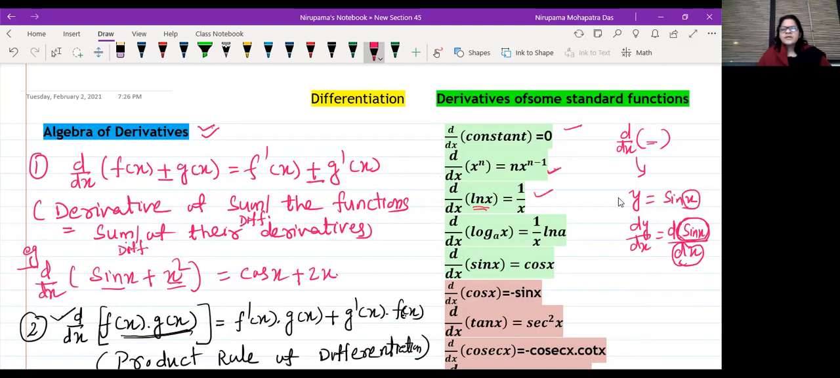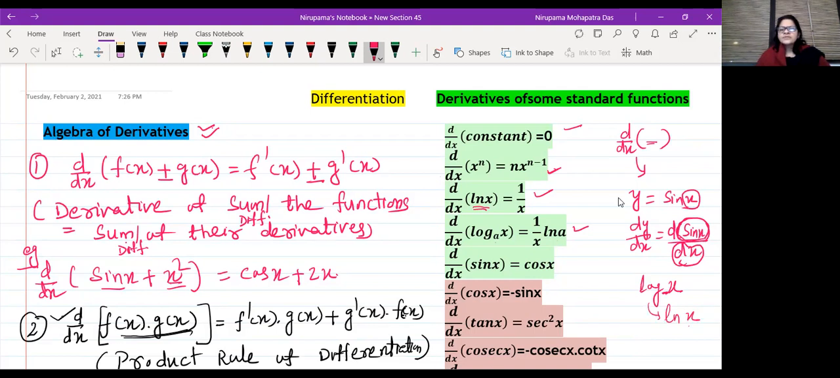The derivative of log x base a is 1 by x into log x, log a base e. Wherever I am writing ln x, it means natural logarithm. Whenever we write log x like this, by default we take base e, natural logarithm, or you may write ln x also.